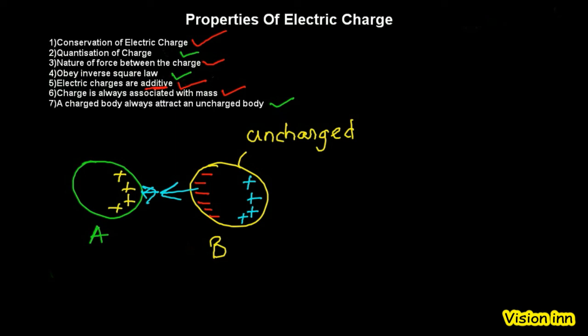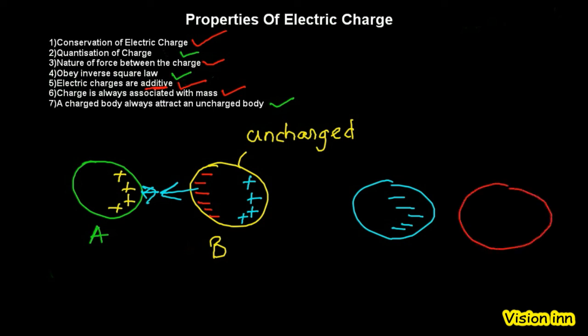Similarly, if a body with a negative charge is brought near a body which is neutral, what will happen? Because of induction, a positive charge will be developed on this side of the body, and a negative charge on the other side. So these two bodies will attract each other.